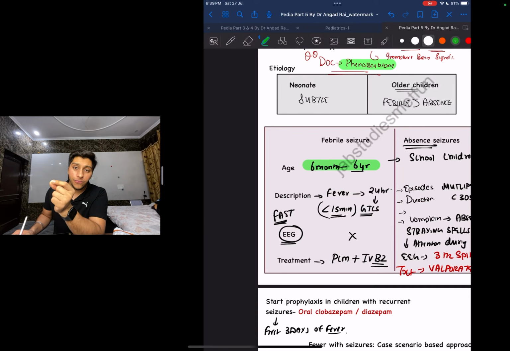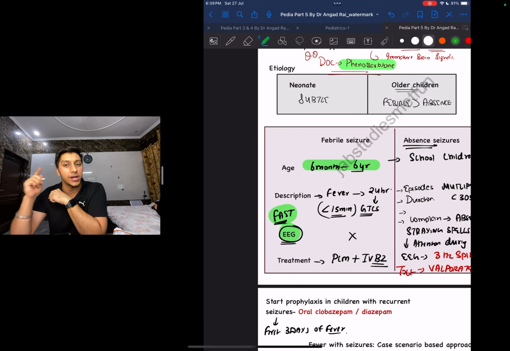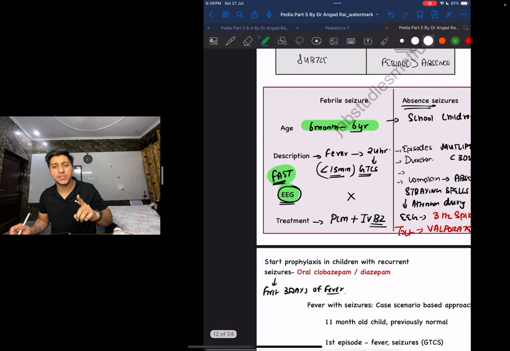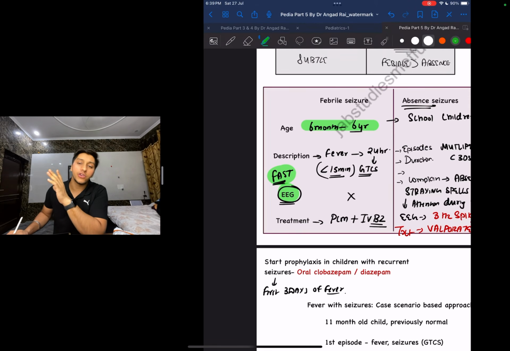One is, what is the full form of EEG, and second, a PYQ that has already come before: what is the full form of FAST scan? In trauma, when you do an ultrasound scan, the FAST scan, what is the full form? Please comment below. Okay, remember, in febrile seizures, you don't need to do an EEG. Why? Because we already know this is fever induced, and there will be no such abnormalities on the EEG. What is the treatment, guys? For the fever, we are going to give paracetamol, and to control the seizures, we'll be giving IV benzodiazepines.